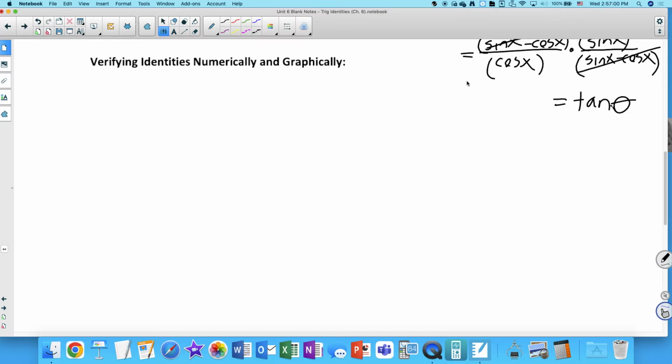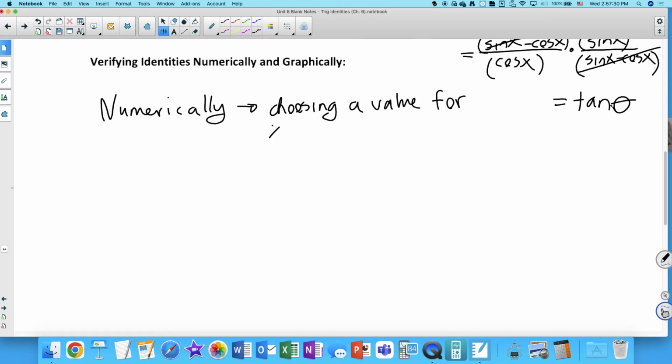So when you verify identities, you are not proving them. The only way to prove them is to do sort of what we've been doing, where we simplify, we do some algebraic gymnastics, we do substitutions with identities that we already know. But you can verify them numerically by choosing a value for x or theta or whatever you're using, and then plugging it in, showing the left side equals the right side.